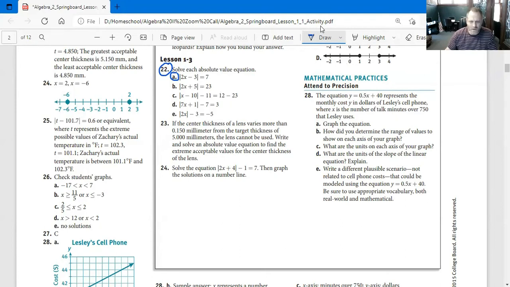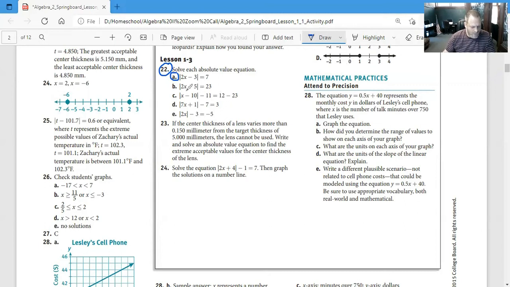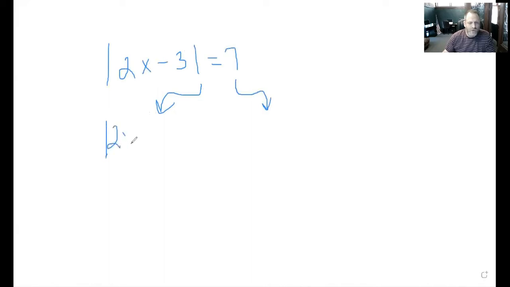All right, get to the whiteboard. So we have absolute value of 2x minus 3 equals 7. Remember, guys, we need to branch off to two different ones. So absolute value of 2x minus 3 equals 7, and the absolute value of 2x minus 3 equals negative 7.